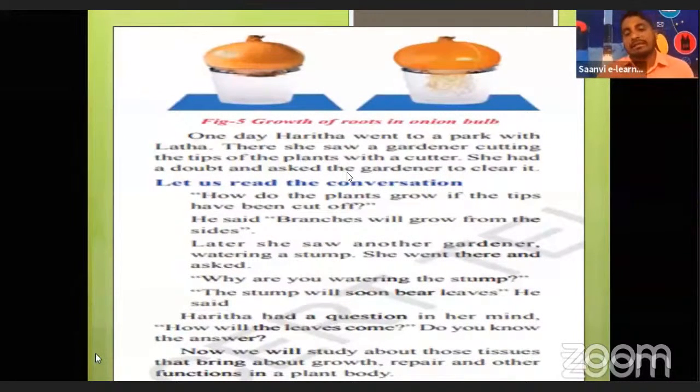Okay, so now we will study those tissues that bring about growth, repair, and other functions like packing and storage of food. Be attentive and look at the screen. We can go to the next slide.